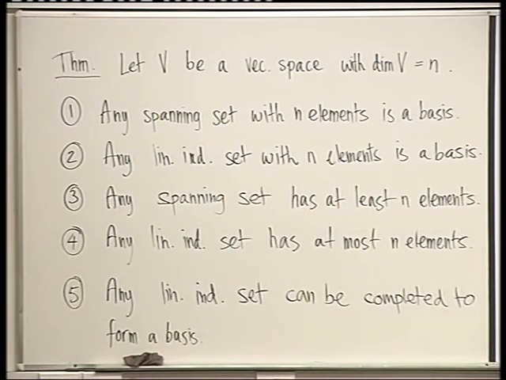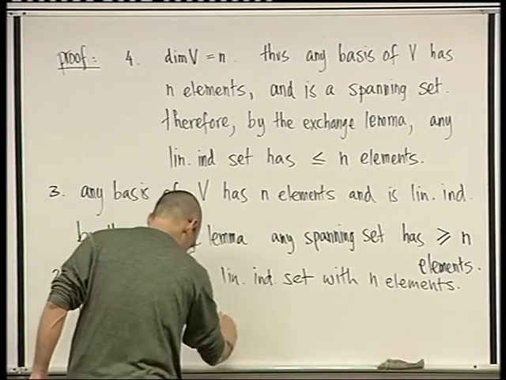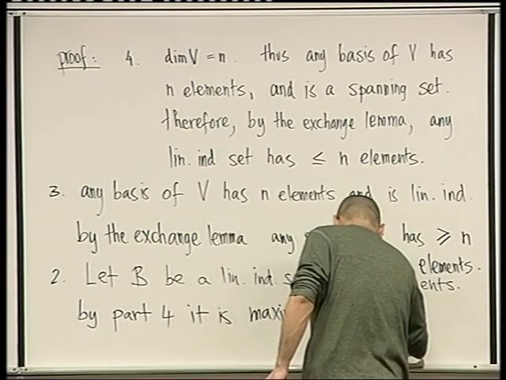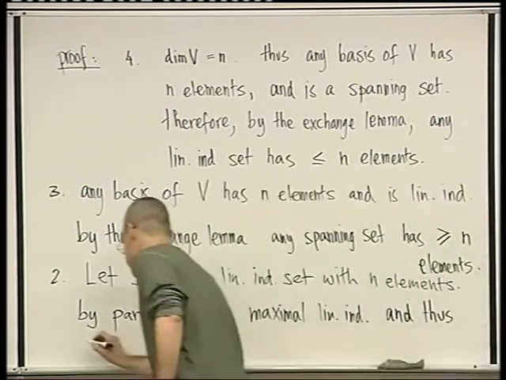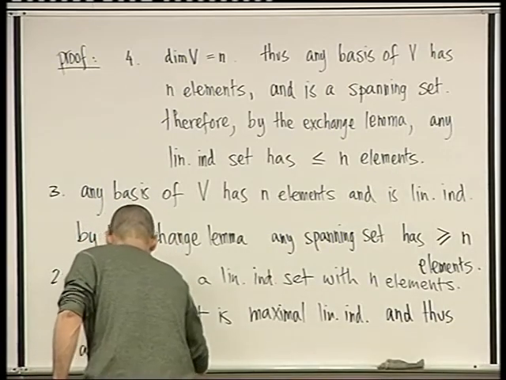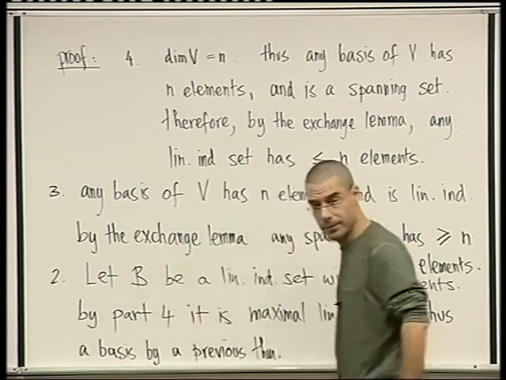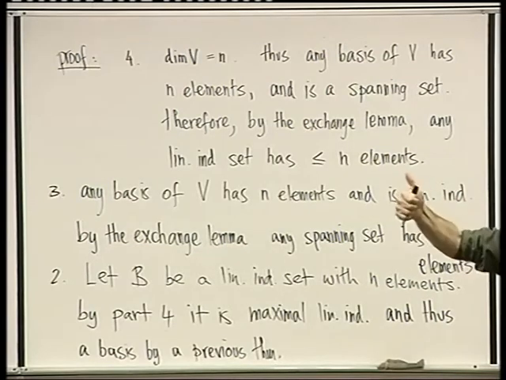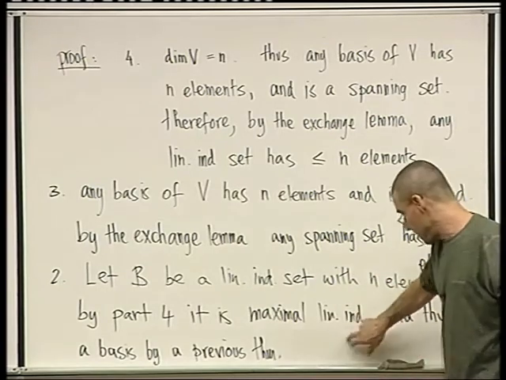So let B be a linearly independent set with n elements. By part 4, it is maximal linearly independent, and thus a basis by a previous theorem. Good? The previous theorem I'm referring to is the one that had three parts and we wrote TFAE, the following are equivalent. Being a basis, being maximal linearly independent, or being minimal spanning. Remember that theorem? And the proof of part one is going to be precisely based on the same theorem.